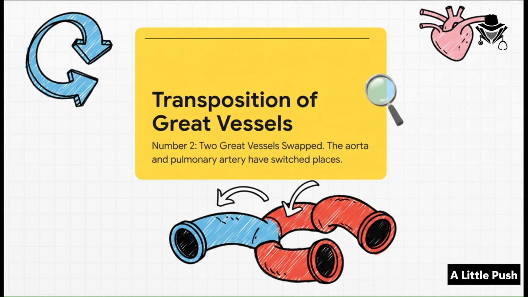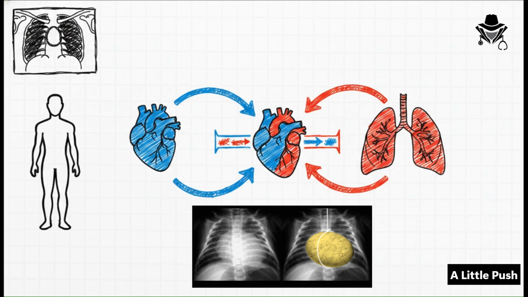2 makes you think of a pair, or 2 things being swapped around, right? Well, that is exactly what's happening in our second condition, transposition of the great vessels. Now, this is absolutely crucial. What this defect does is create 2 completely separate closed loops. You've got deoxygenated blood just going round and round the body, and oxygenated blood going round and round the lungs.